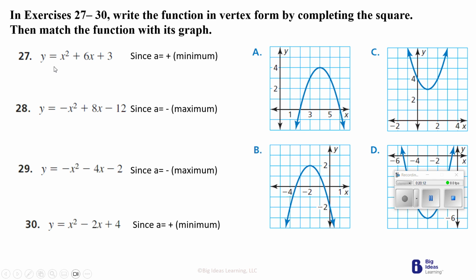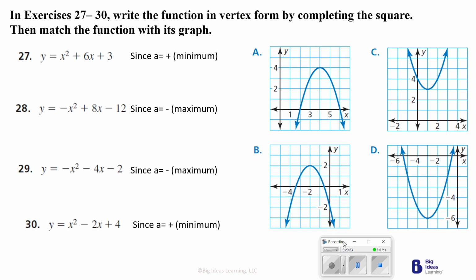So automatically, because this one doesn't have a negative in front, right? I know that it's going to be a parabola that's like this. So that leaves me with C or D, okay? I also know this ends in 3, so that means it has to cross through positive 3. So this is 4. This one here could go up. It looks like possibly C.